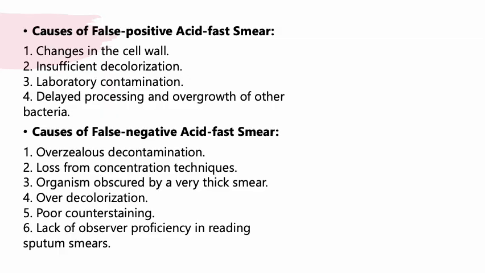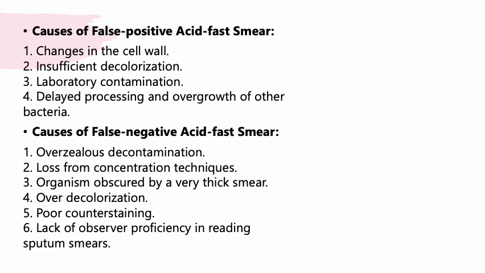Now, proceeding to technicalities, what are the causes of a false positive acid-fast smear? These are the factors that cause a false positive result. Changes in the cell wall, such as excessive heating. Insufficient decolorization, where you do not allow complete decolorization. Laboratory contamination, which is why we do not use tap water for washing. And then delay of processing and overgrowth of other bacteria will also cause a false positive acid-fast smear.